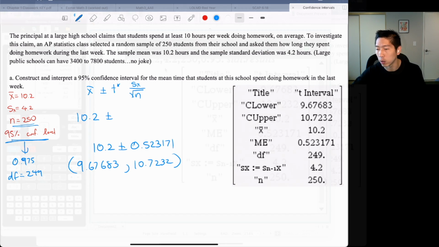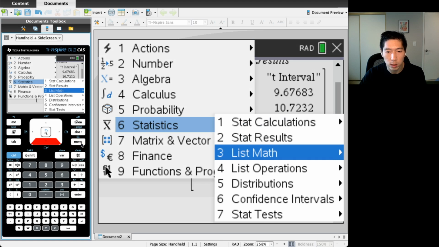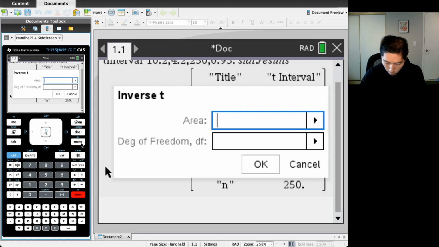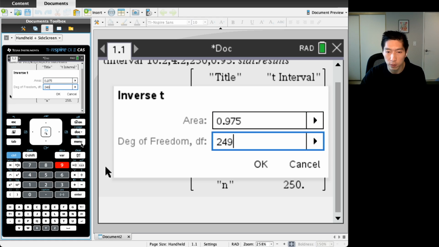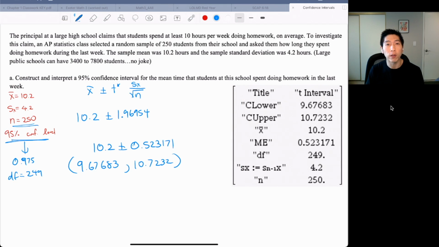Let's type that in our calculator. So we're going to go to Menu, Statistics, Distributions, and we're going to go to inverse t. Our area was 97.5% for 95% confidence level, and then our degree of freedom will be 249 for our sample size of 250. And we're going to use this t star value, 1.96954. And then we can fill in the rest of the values. And that's how we find the confidence interval for sample means for statistics.